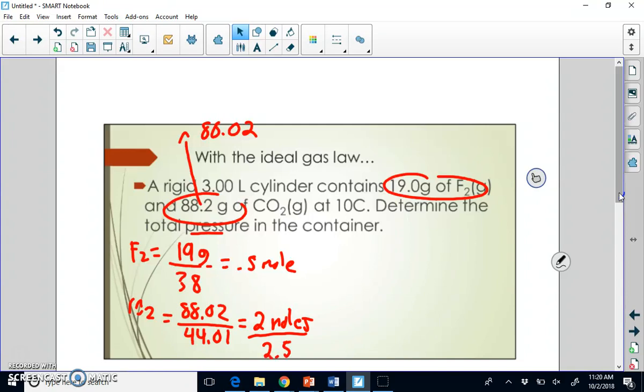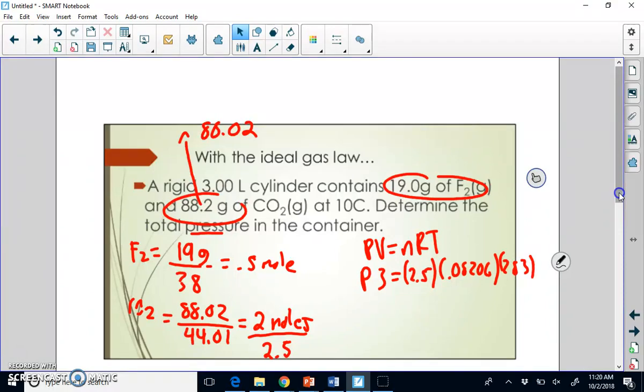Okay, so now what we can do is use the ideal gas law, PV equals nRT, to find the pressure, based on the fact that the total moles of gas, doesn't matter what they are, is 2.5. Our pressure is what we're trying to find. Our volume is 3 liters, and it's a rigid container. Our n is 2.5. I'm going to want the pressure in atmospheres, just because I like atmospheres better. So we'll use that R, and the temperature is 283.